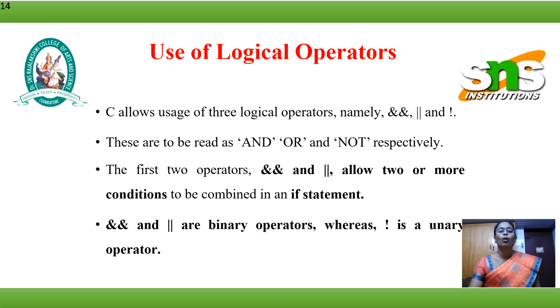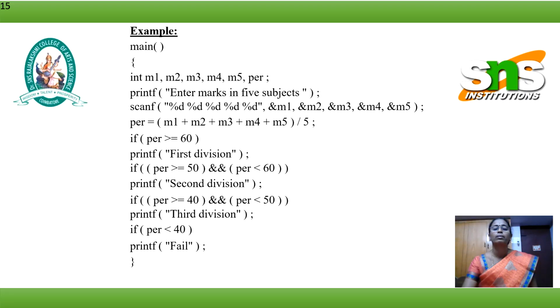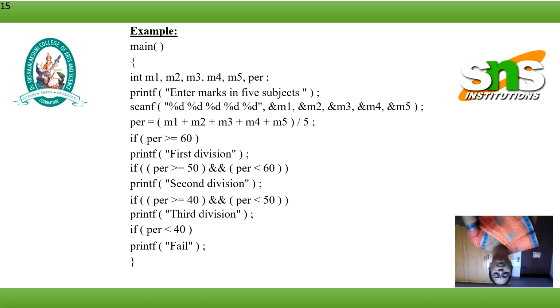We can use the logical operators and, or, and not in an if statement to check multiple conditions in one if statement. Here is an example. If percentage is greater than or equal to 50 and percentage is less than 60, you can print second division. Here we are checking not only one condition, we are checking multiple conditions by using the operator AND.